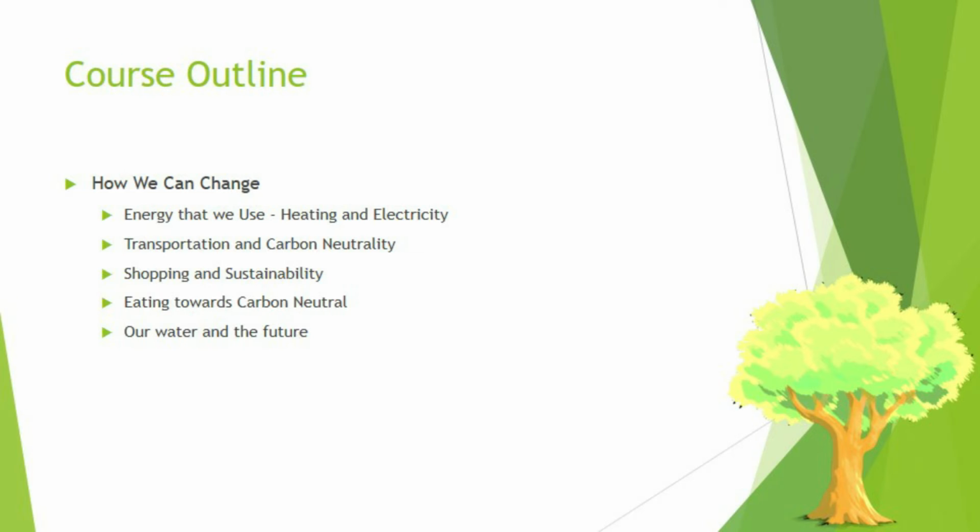And lastly, we will conclude this course with a section describing how we can change ourselves in order to have our future generations have a carbon neutral future. So in this section, we will talk about how we can improve our Earth through our energy usage, which is for heating and electricity, as well as what we can do in terms of transportation in order to contribute to carbon neutrality. We can also talk about shopping and the concept of sustainability and what we can do in order to contribute to a carbon neutrality future.